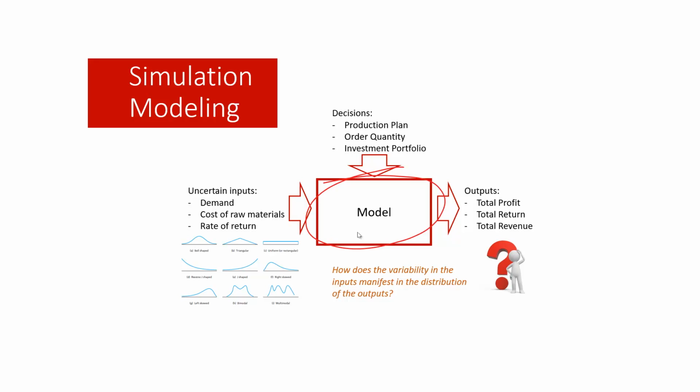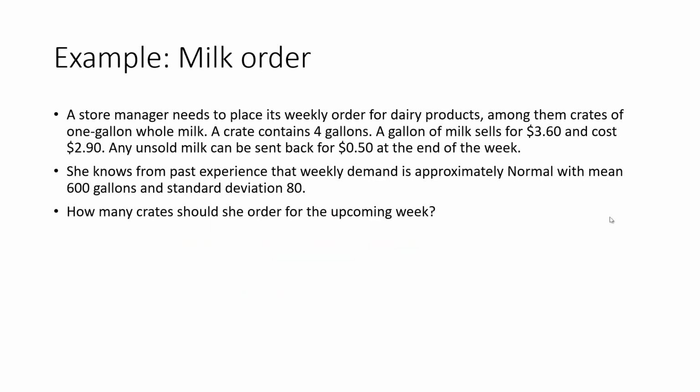The problem that we're going to be looking at is a manager's problem, where they have to decide on the order quantity for a particular product. So let's read the example. It says, a store manager needs to place his weekly order for dairy products, among them crates of 1 gallon whole milk. A crate contains 4 gallons. A gallon of milk sells for $3.60 and the cost is $2.90. Very small margin right there.